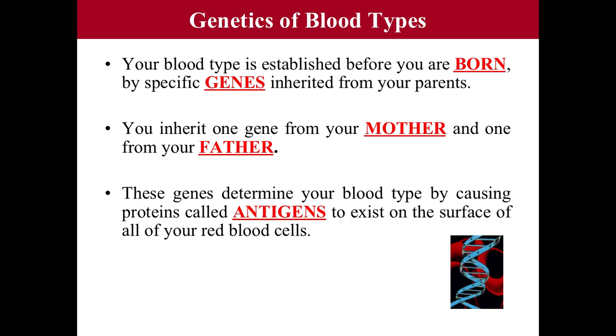These genes determine your blood type by causing proteins called antigens to exist on the surface of all of your red blood cells. So I mentioned before we were going to be talking about red blood cells quite a bit in regards to blood types, and this is where this word antigen is one that you are going to see over and over again. So they are the blood proteins that exist on the surface of the red blood cells, and they determine your blood type.